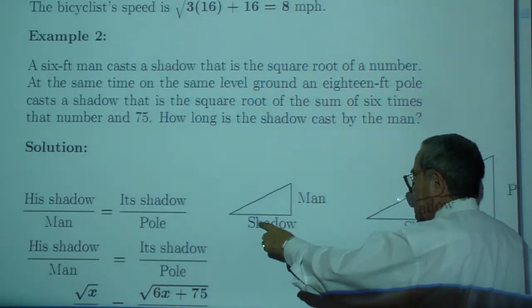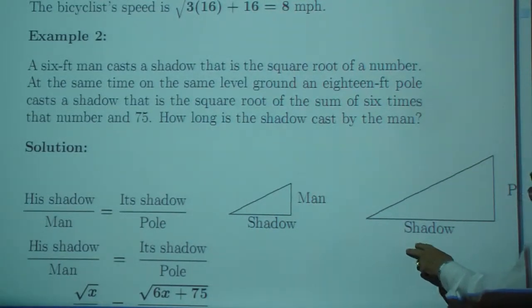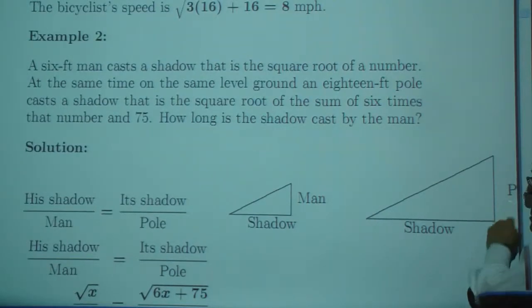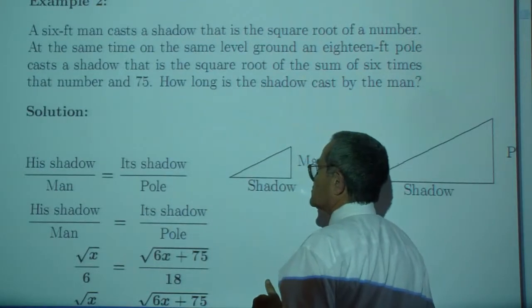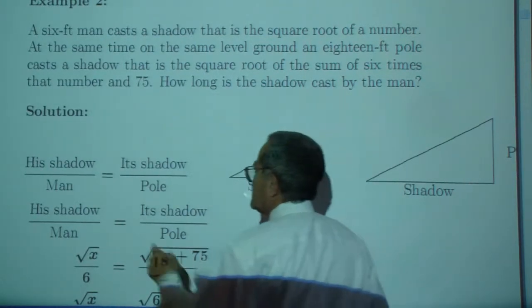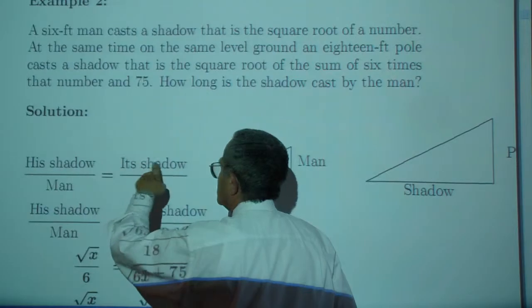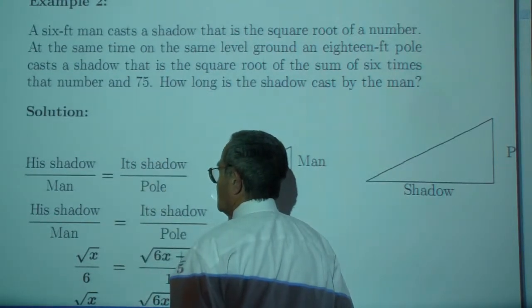Here's the shadow cast by the man. Here is the shadow cast by the pole. This P is for pole, I guess. And we have 2 similar triangles. So his shadow to man is its shadow per pole.